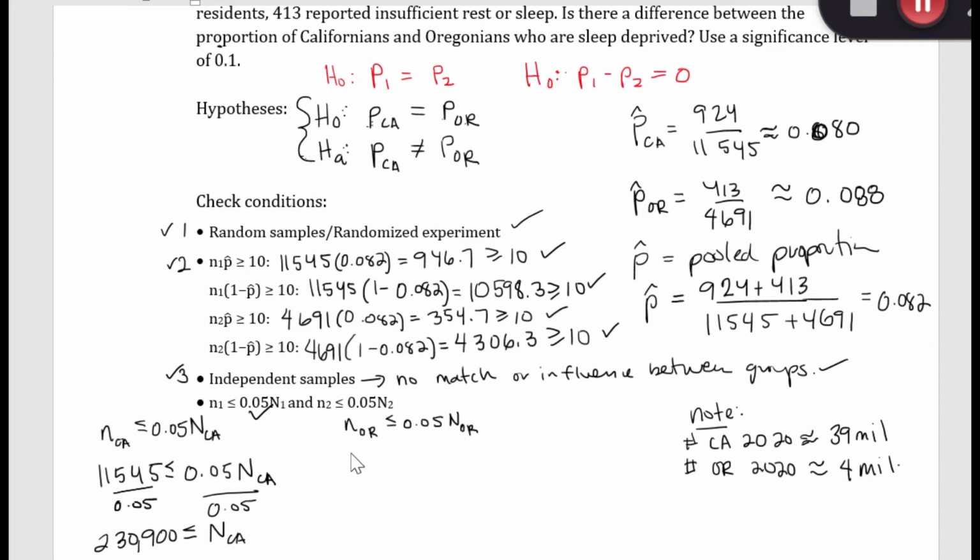Similar with Oregon, we have 4,691 less than 0.05 of the population of Oregon residents. Divide by 0.05 on both sides, and we get that 93,820 is less than or equal to the population size of Oregon residents. Remember that there's about 4 million people who live in Oregon, and so therefore this is going to be satisfied. So my criterion number 4 is also satisfied.